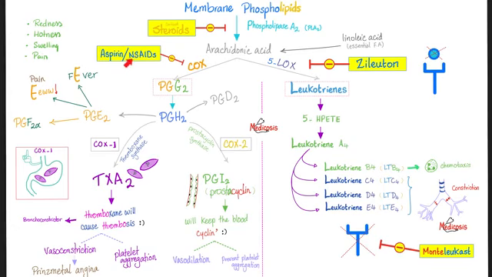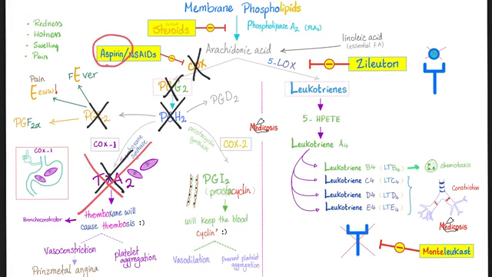Aspirin and the non-steroidal anti-inflammatory drugs tend to inhibit cyclooxygenase enzyme. And when we inhibit cyclooxygenase enzyme, say goodbye to prostaglandin G2 and H2 and prostaglandin E2. And say goodbye to thromboxane. And that's why aspirin is anti-platelet, analgesic, antipyretic, and anti-inflammatory. You can learn more about aspirin and the non-steroidal anti-inflammatory drugs in my pharmacology playlist.